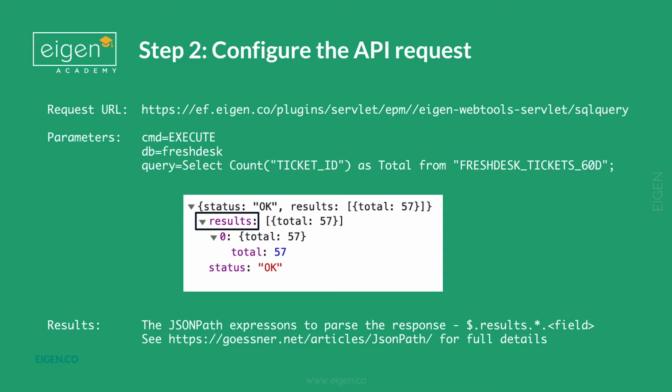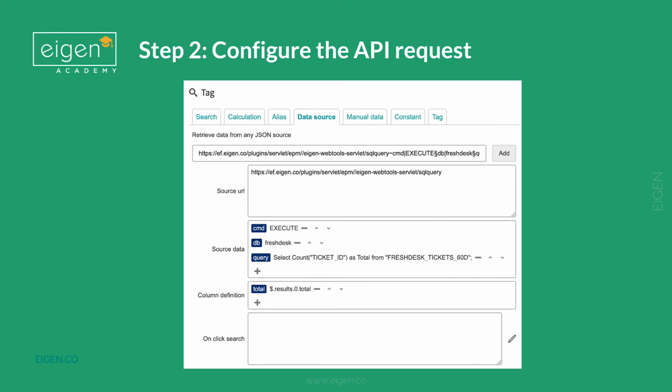In this case, the results will be 57, and we can see here that we have the total. We've used a select statement that's going to return the count of the ticket ID as a field name total from the source table. This is how it will look.